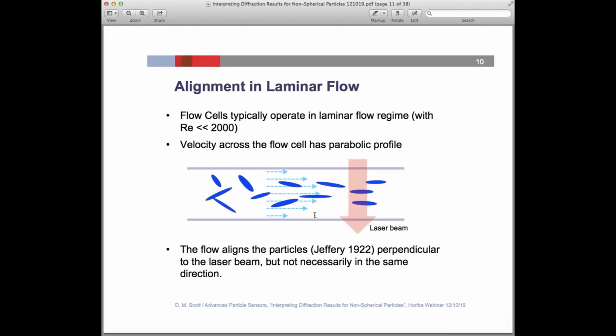The effect of this, and this has been known for almost 100 years now, is that the particles will align perpendicular to the laser beam. Now, they don't necessarily align in the same direction. In other words, if you have needles or cigar-shaped objects, they may not all line up in exactly the same direction, but they will all be oriented perpendicular to this laser beam. And you'll see why that's important on the next slide.